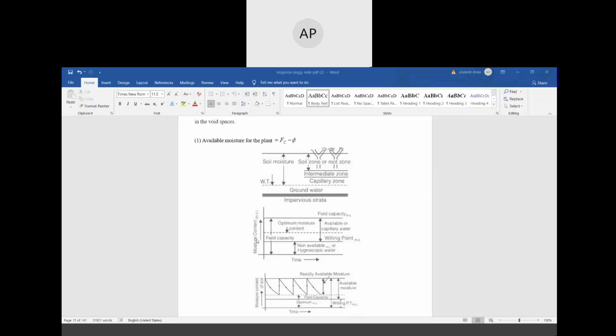So moisture content. All of you know what is moisture content? Do you know what is moisture content? This is related to soil. Anyone? Bemisal, can you tell me what is moisture content?